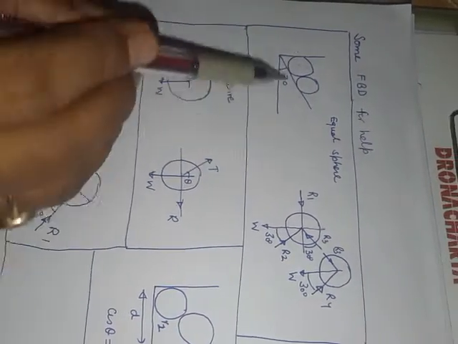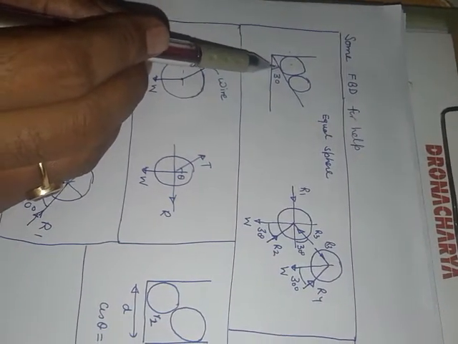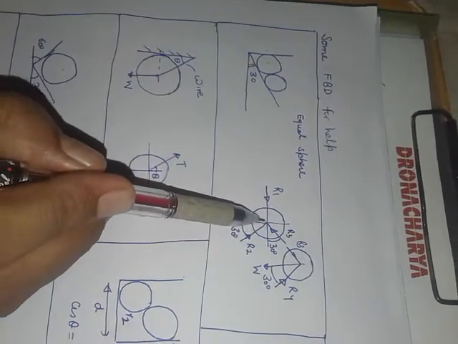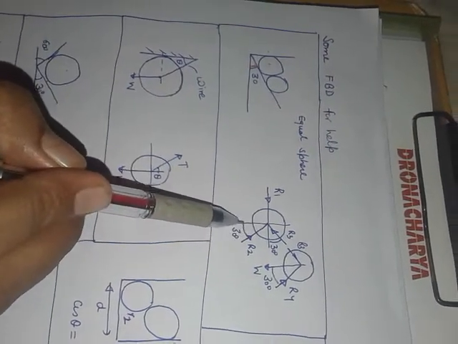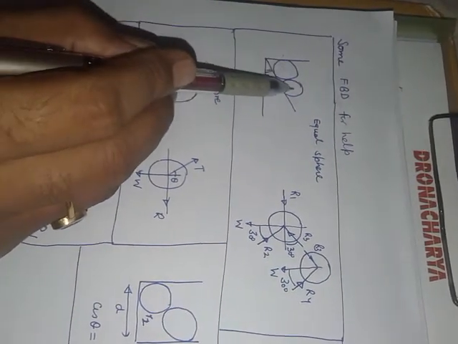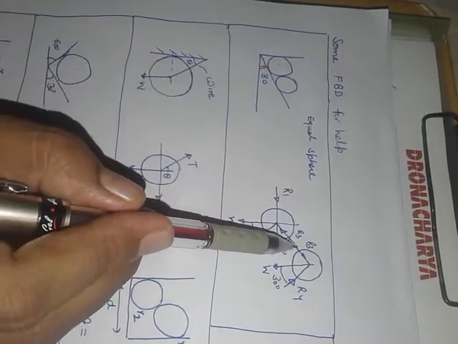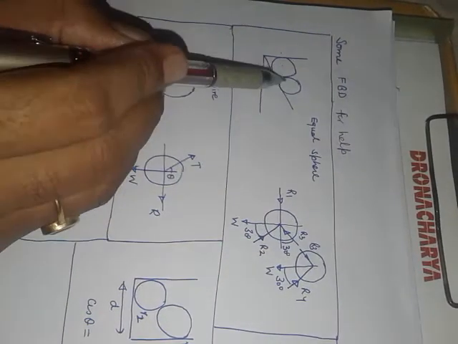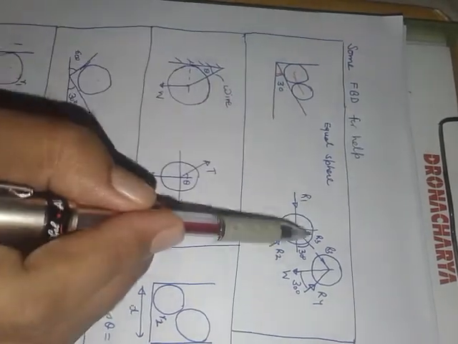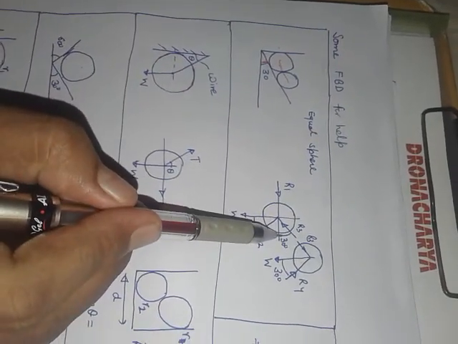point towards the center. Whatever is the angle of the inclination with the horizontal will be the angle of the reaction with the vertical line. W is the weight, and the reaction between these two spheres, R3, will come like this. This is going to be a line parallel to the plane. That's why this angle is going to be 30.